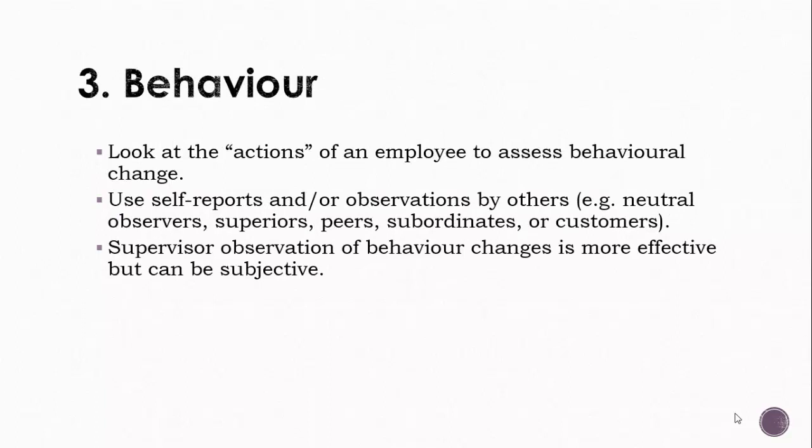Behavior. This method looks at the actions of the participant to assess behavioral change. For the measurement of the behavior, you can use self-reports and observations by others. The most widely used observation is by the supervisor, but this approach does have a weakness. If it was the supervisor who sent the employee on the training, then they are less likely to admit that he or she made an error in judgment.